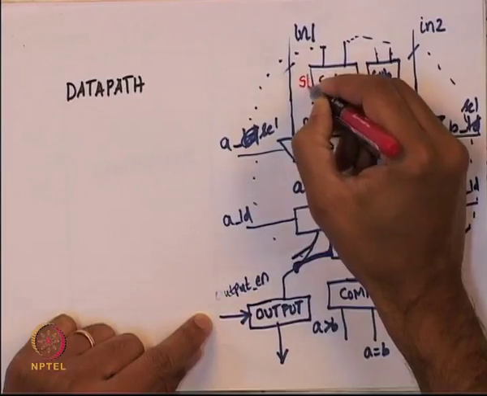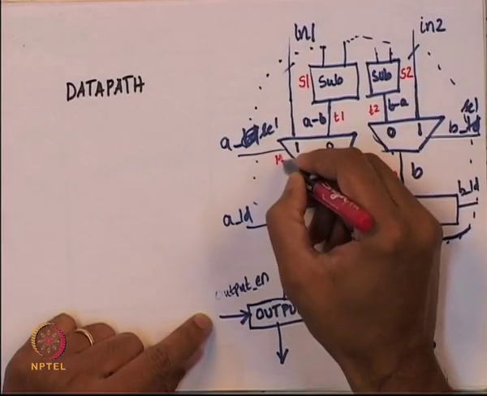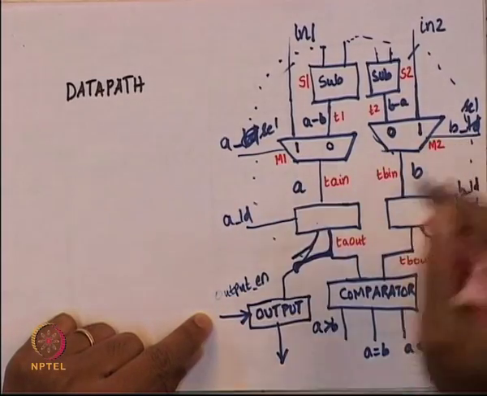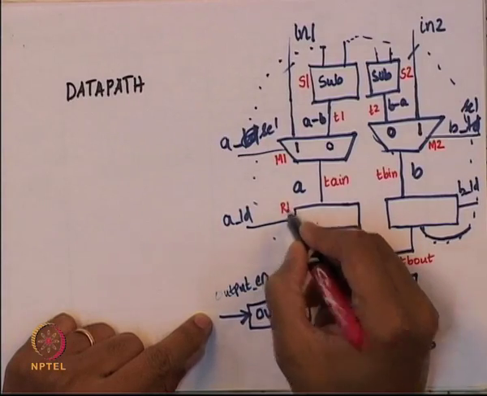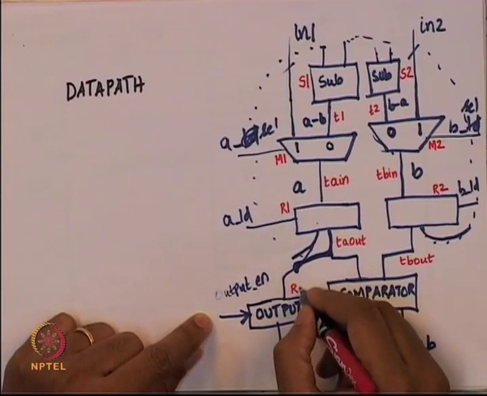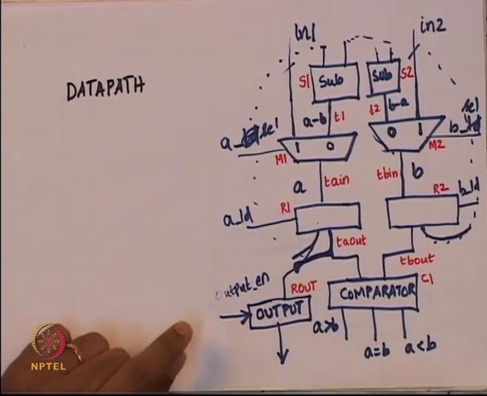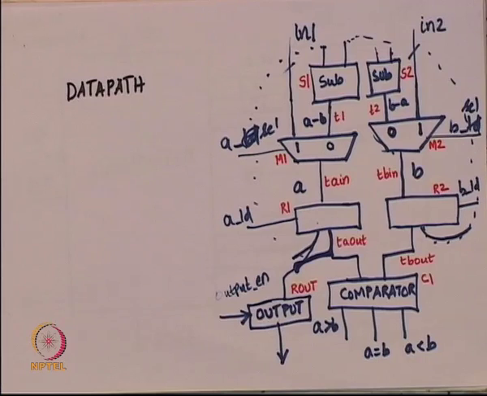So, this subtractor I called S1, this subtractor I called S2, this multiplexer I called M1, this multiplexer I called M2, this register I called R1, this one I called R2, this one was called R out with a capital OUT, and this one comparator was called C1. So, these are the names that were given to the different modules, and these modules are instantiated right now in the Verilog description. These instantiations have to be written up, we do not have the design descriptions yet, we only have the instantiations at the data path.